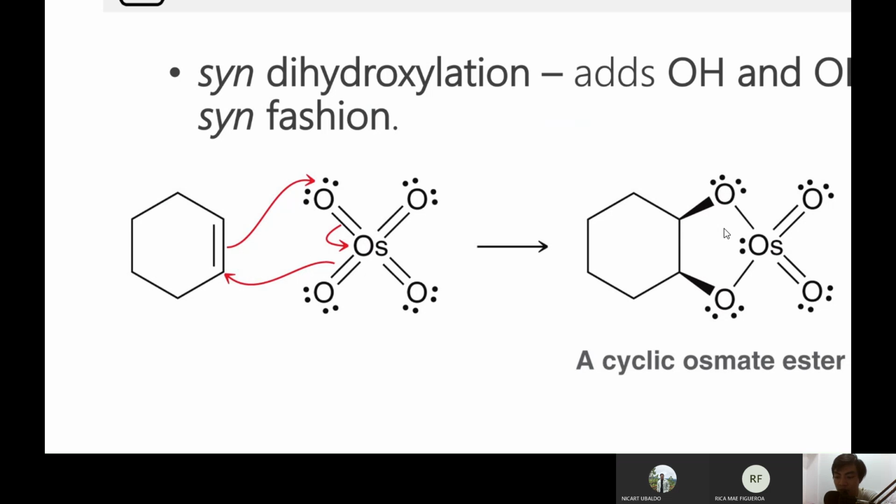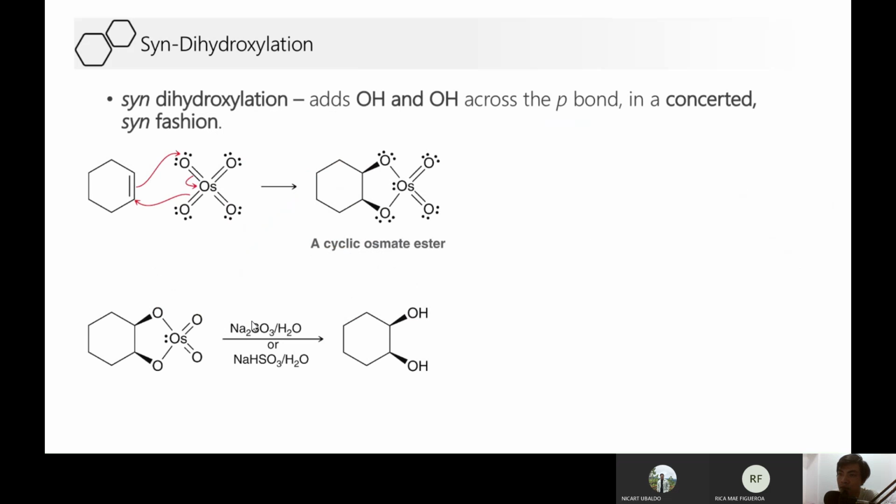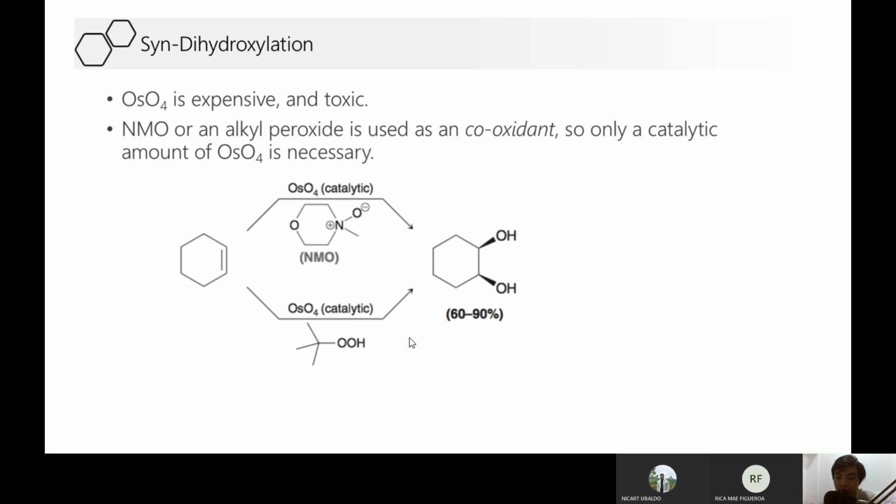Then finally, you can remove that attachment with a reducing agent such as sodium sulfite or sodium bisulfite na. And so ano lang to? Kakabit muna on the same side, then finally i-reduce mo yan. So as it is reduced, matatanggal to. So you will have your OHs on the same side. Okay?